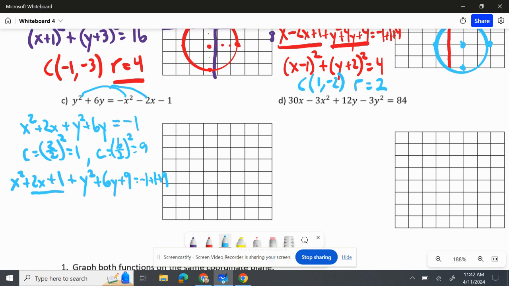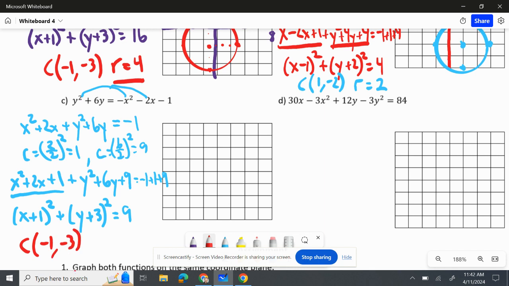So when I factor the first one, I get x plus 1 squared. When I factor the second one, I get y plus 3 squared. And then when I add up all the numbers, I get 9. So that means that the center of my circle is -1, -3, and my radius is 3.